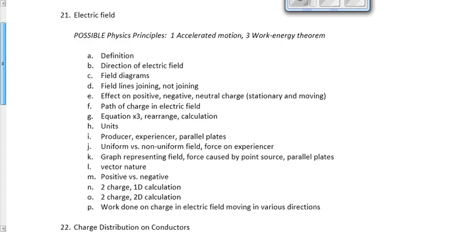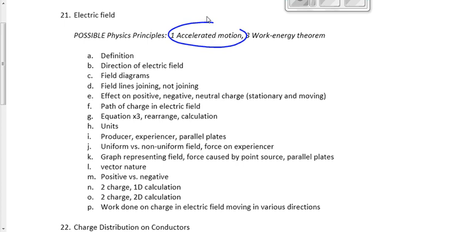All right, guys, let's take a look at topic 21, which, again, you can see that the physics principles would be accelerated motion or work energy theorem, most likely accelerated motion there. Okay. Electric field, sometimes we define it as a sphere of influence or a line of influence that surrounds an object with charge, but we can also define it as this region in which an electric force could be experienced. A region in which an electric force could be experienced if there was something there to experience it.